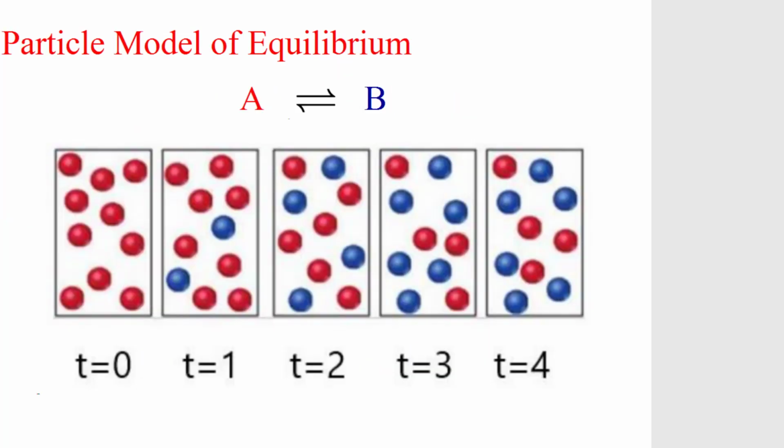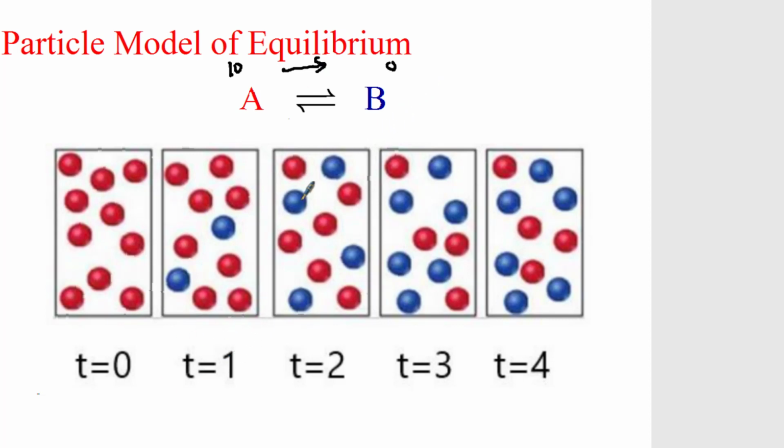Let's take a look at a particulate model. You can see in this reaction we have A producing B. This red is A, the blue is B. At the beginning, at time equals 0, we have 1, 2, 3, 4, 5, 6, 7, 8, 9, 10. We have 10 particles of A and 0 particles of B. Well, guess what? That means the reaction is going to start shifting towards the right, towards the B. It's going to start producing B.